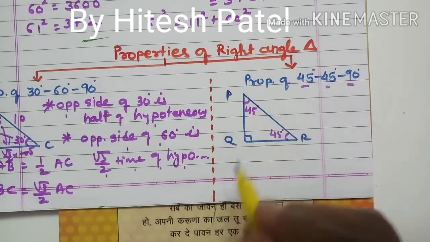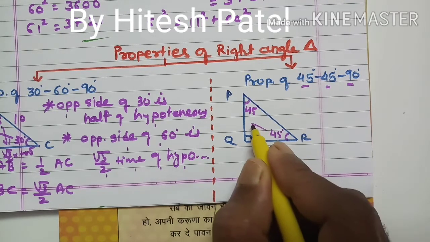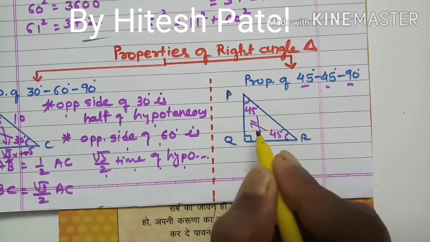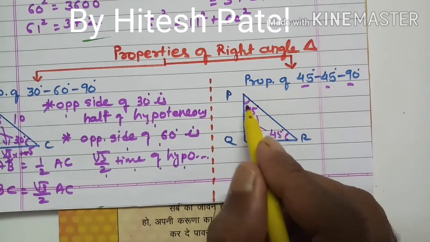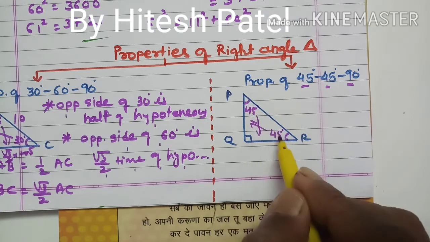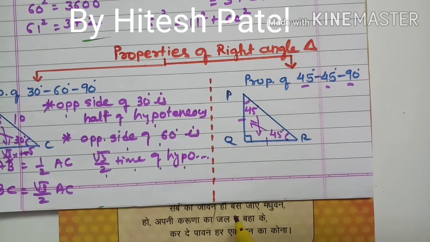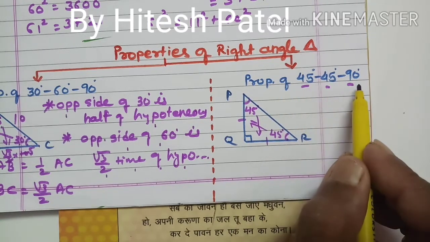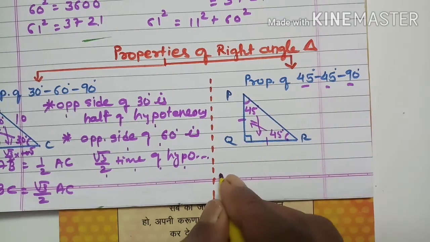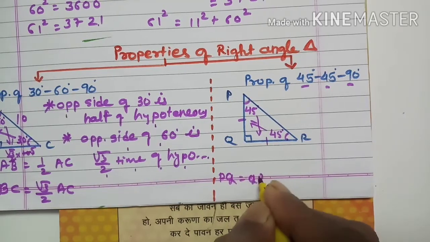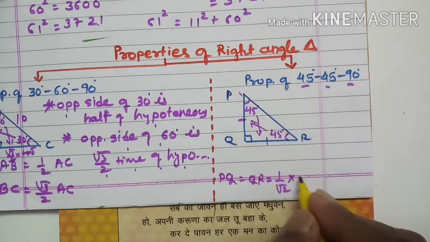So in a 45, 45, 90 triangle, the opposite sides of the 45 angles, both are PQ and QR. Also this is an isosceles triangle because both base angles are congruent, so the opposite sides PQ and QR are also congruent, equal. According to the property of 45, 45, 90, the opposite side of a 45, that is PQ and QR both, are 1 upon root 2 times the hypotenuse, that is PR.